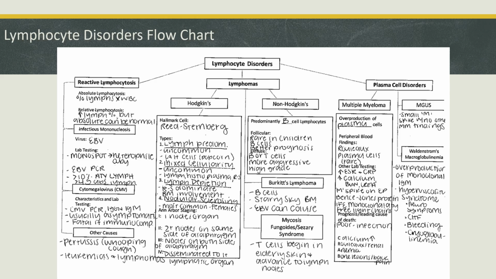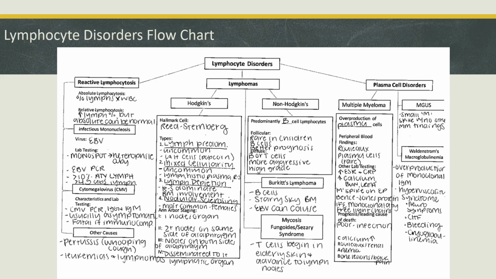All right, so moving on to our last flow chart in our white blood cell unit, we have our lymphocyte disorders. We're going to break that down into 3 categories. First, our reactive lymphocytosis, our lymphomas, and our plasma cell disorders. So let's first talk about our reactive lymphocytosis.